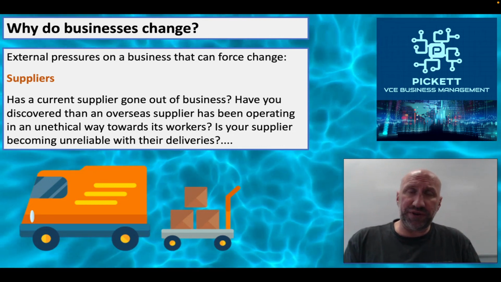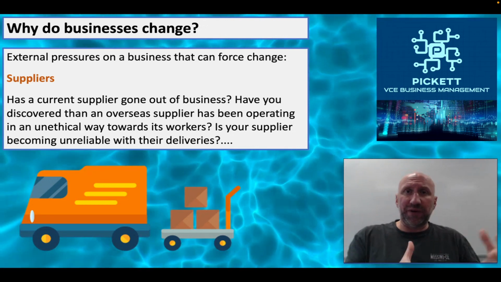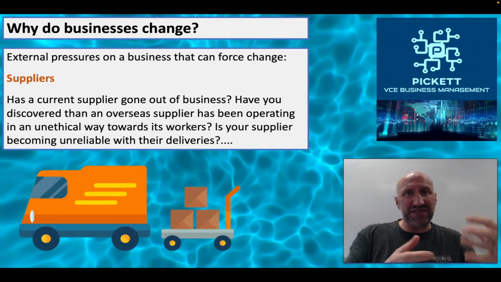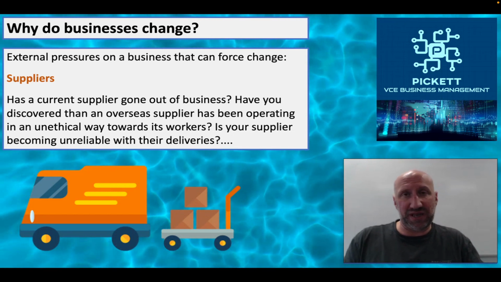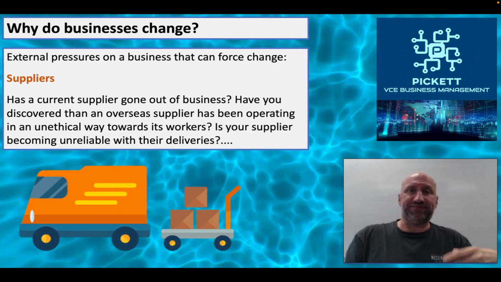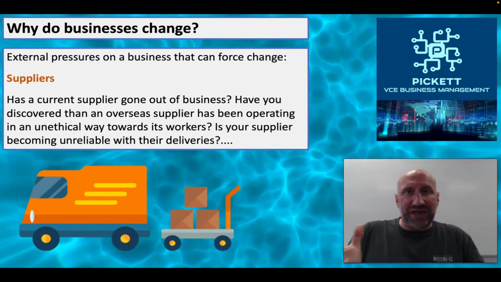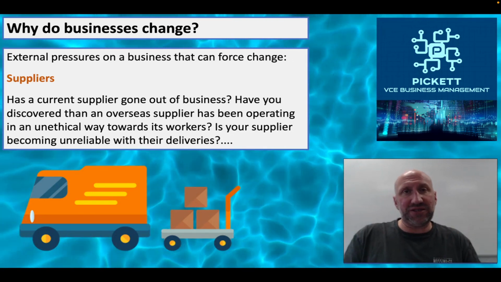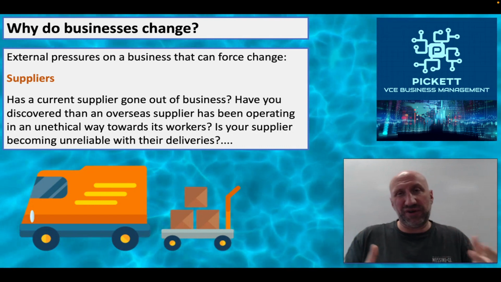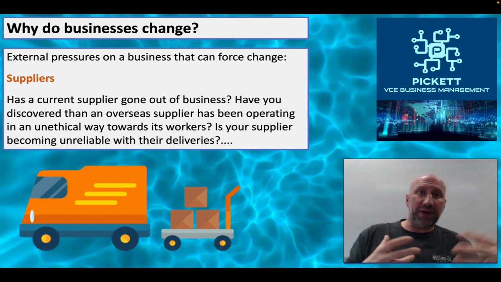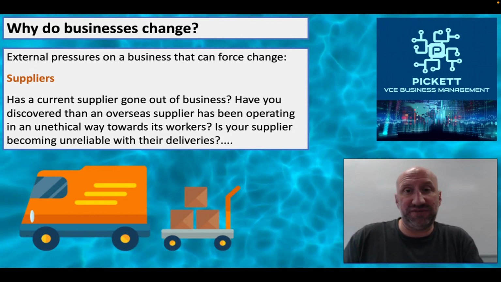So it's really important that we are aware of what's going on from an ethical point of view, not just within our own business, but in the businesses that supply to us as well. Because at the end of the day, if there's an ethical issue with one of your suppliers, word gets out, and often that means your business can also get tarred with the same brush because they supplied to you. So do you need to make changes? Again, do you need to find an alternative supplier?